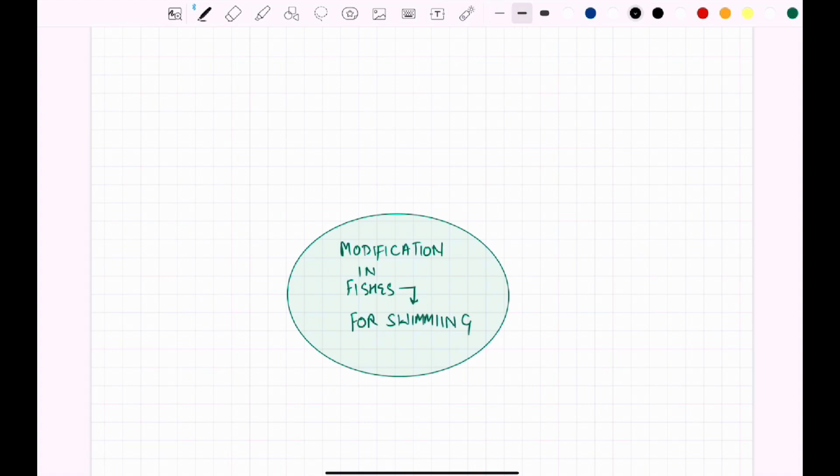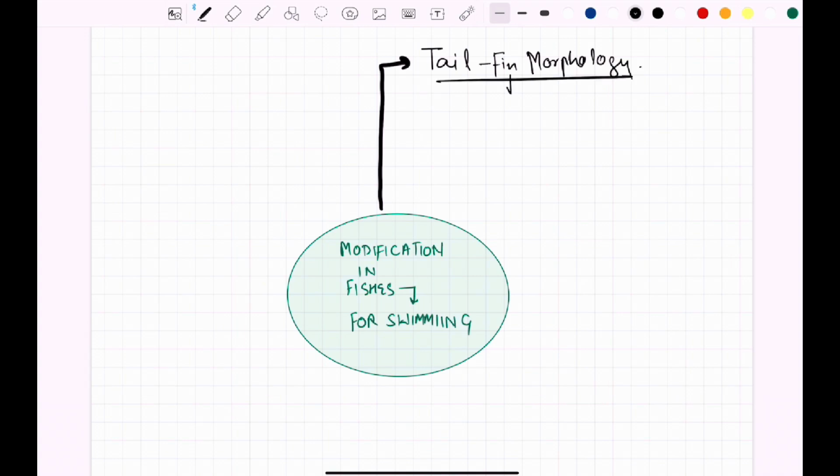The modifications in the fins are due to different reasons. First, if you look at the modifications in the fishes for swimming, firstly you will observe the tail fin morphology. Depending upon the environment, there are different types of tail fin, caudal fin. It can be homocercal, it can be heterocercal, so there are different types of tail fin morphology.